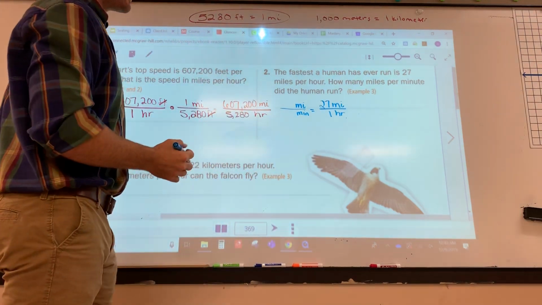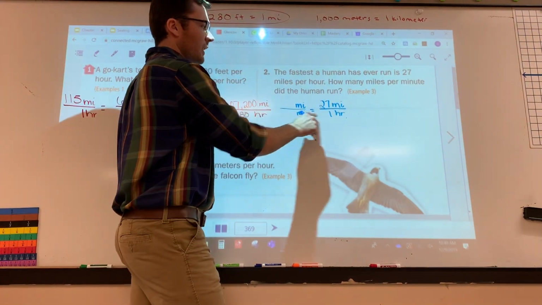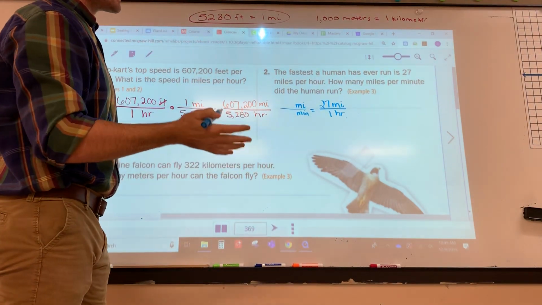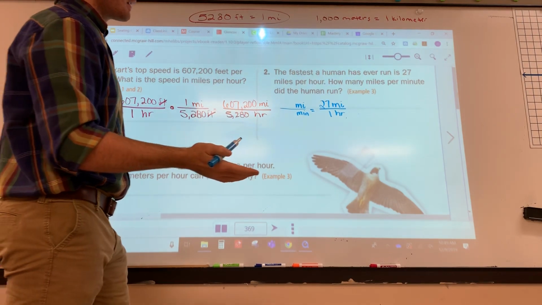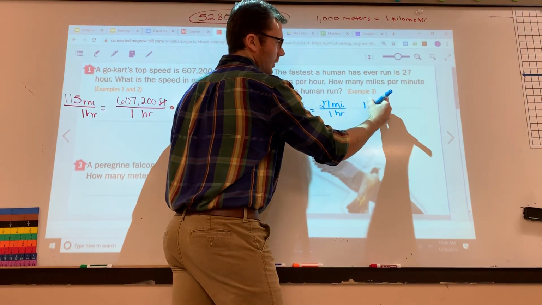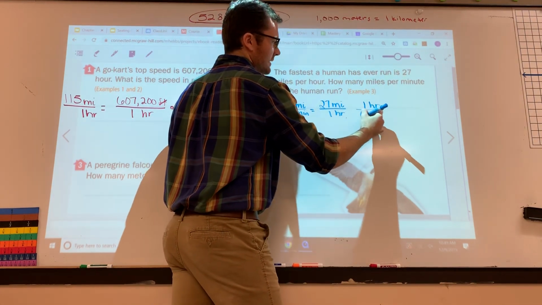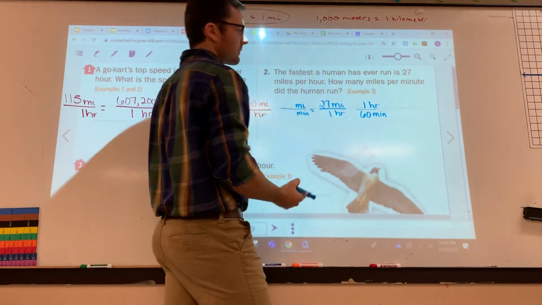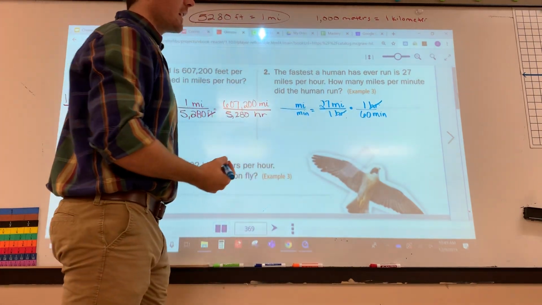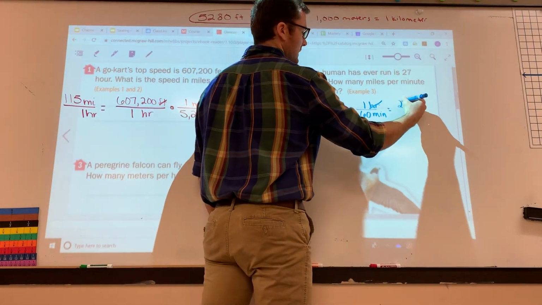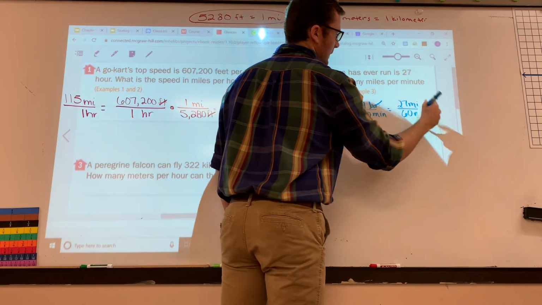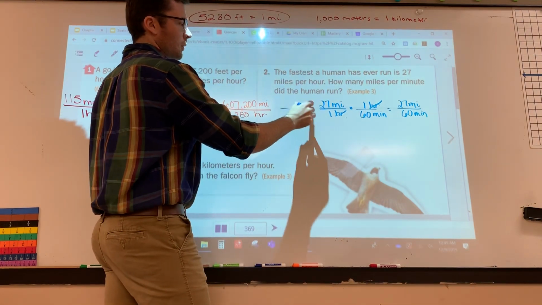Okay, so this time the distance stays the same, but we have to worry about the time, minutes and hours. I know that there's a relationship of 60 minutes in every hour, but I'm trying to get rid of the hours, so I'm going to write the hour up top. So 1 hour is the same as 60 minutes. Well, I can cross cancel. And all I have left now is 27 miles over 60 minutes. Those are the units that we were looking for, miles per minute.